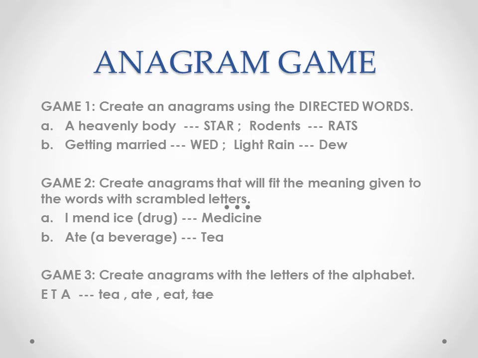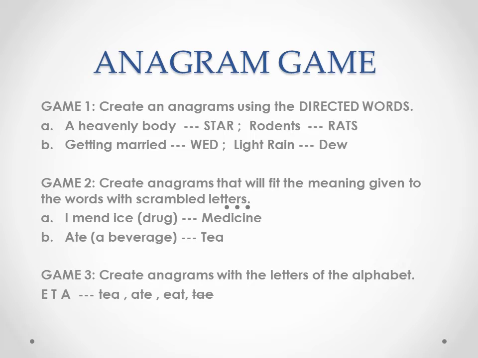Now in game 2, you are asked to create an anagram that will fit the meaning given to the words with scrambled letters. Now the scrambled letters are letters that have been scattered, like you would say. Now we have imendice. And what's the clue? Drug. So what could imendice be? Now put them together, you have medicine. Medicine, the one that you drink when you are sick.